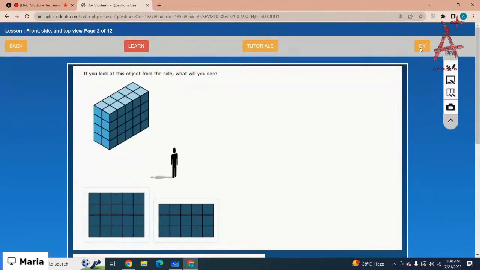If you look at this object from this side, what will you see? From this side you can see 1, 2, 3, 4, 5, and 1, 2, 3, 4. You can see the view with 5 and 1. Option number 1 is the correct option. This is the correct option.